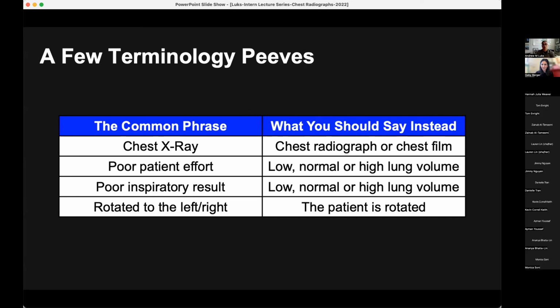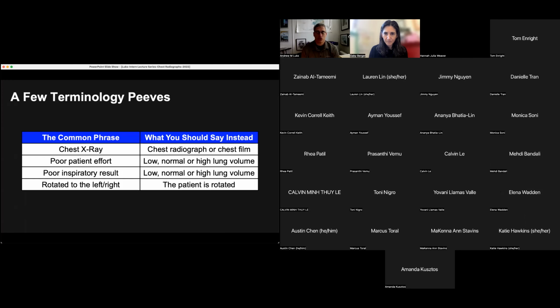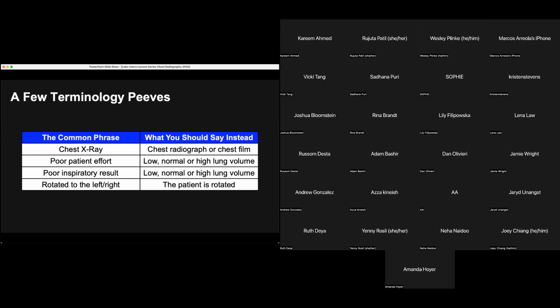A lot of times when people are referring to the adequacy of the lung volumes in the film, they'll say, well, it was a poor patient effort. Well, quite often it has absolutely nothing to do with the patient's effort. They may be trying really hard. They just can't get up to a high lung volume. As an alternative term, people usually use the phrase, there was a poor inspiratory result on the film. So we shouldn't use any of those things. If you're trying to label the lung volumes on the film, just say the lung volumes are low, normal, or high, they're adequate, they're inadequate, etc.